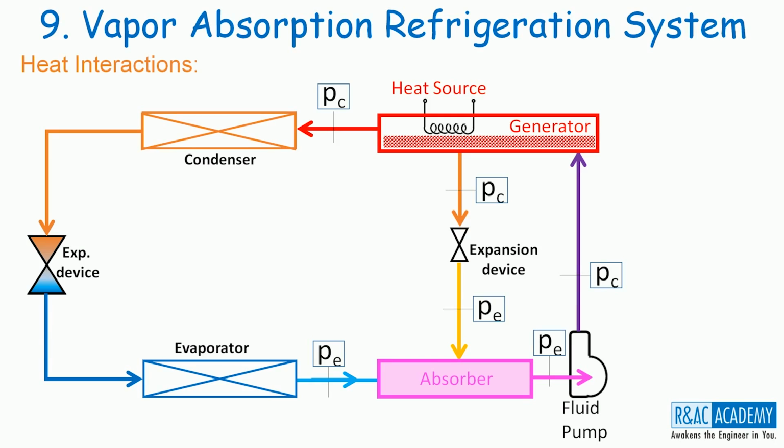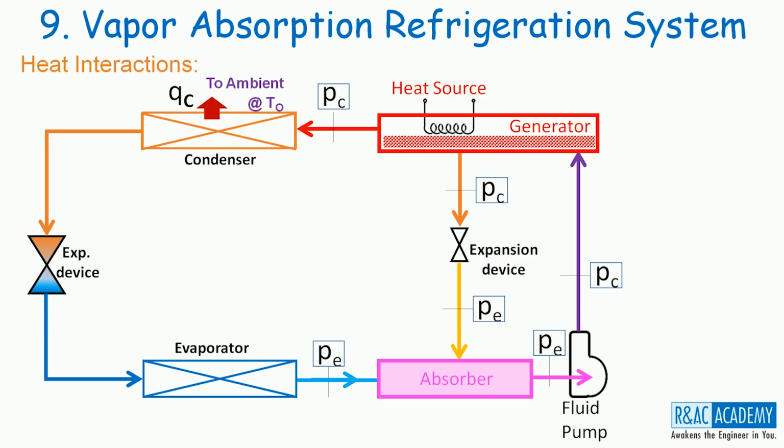We had seen in the previous slide that the generator supplies refrigerant vapors at pressure PC to the condenser. In the condenser, these refrigerant vapors will be rejecting heat QC to the surrounding medium, which happens to be the ambient air at temperature TO, and gets liquefied. The refrigerant liquid at pressure PC leaves the condenser, enters into the expansion device, gets expanded to pressure PE, and then enters into the evaporator.